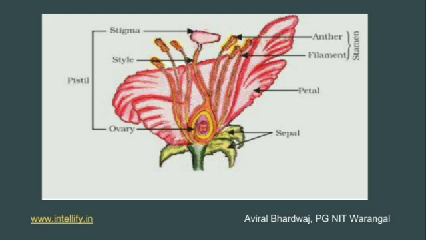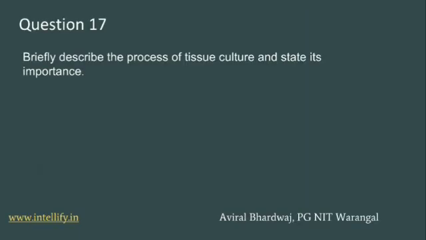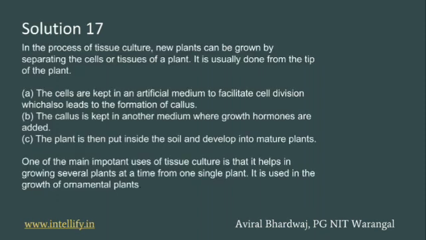flowers. The different parts of a flower are a very important question of class 10th. The different parts of a flower are the sepal, petal, anther, filament, stigma, style, ovary and pistil. It is a very important question, so learn this diagram. Question 17 is: briefly describe the process of tissue culture and state its importance.